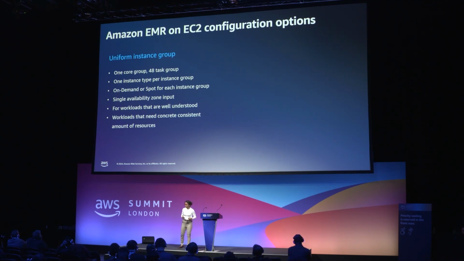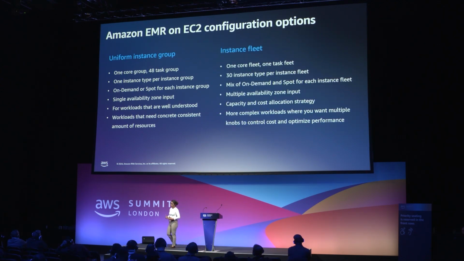The other option is instance fleet, where you can create core and task nodes by combining spot instances and on-demand instances. This is good for a complex EMR workload, allowing you to adjust whatever you need between performance and also cost saving.